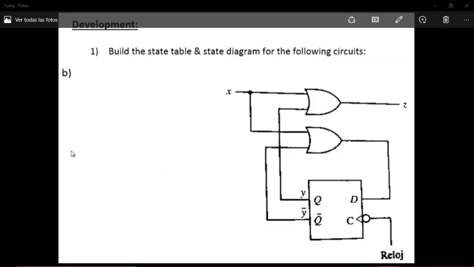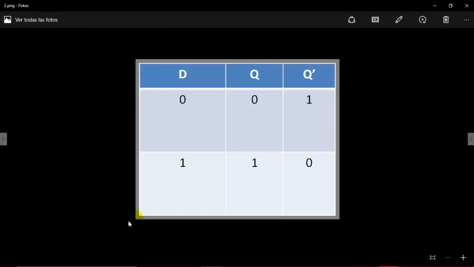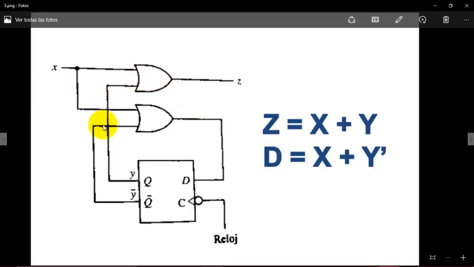So, here we have our sequential circuit. First, here we have the behavior of a delay flip-flop. We can see that when we have a 0, we are going to have a current state of 0, and when we have a 1, we are going to have a 1, and this is our Q negated.